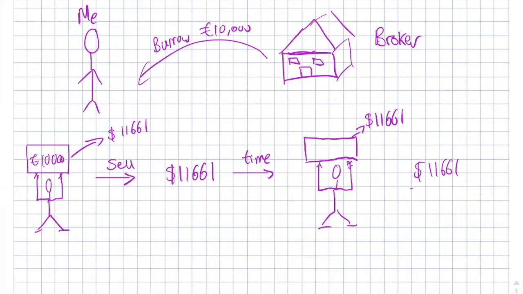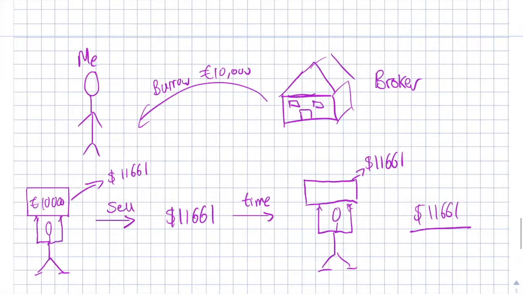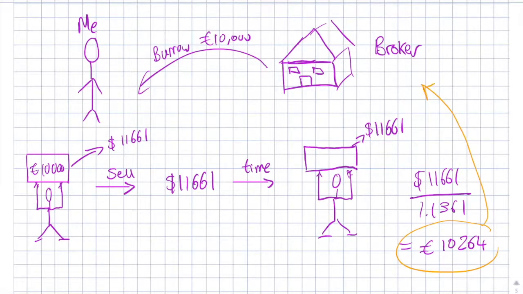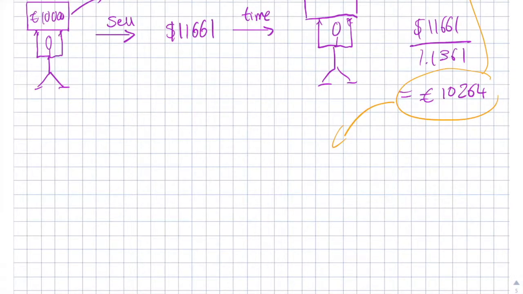So the way you work out how many euros you're going to get for that is by getting the value in dollars that you have, $11,661, and divide it by the new exchange rate, which is 1.1361, and that gives you 10,264 euros. So now you can give back the broker his 10,000 euros, and you can keep 264 euros in profit.